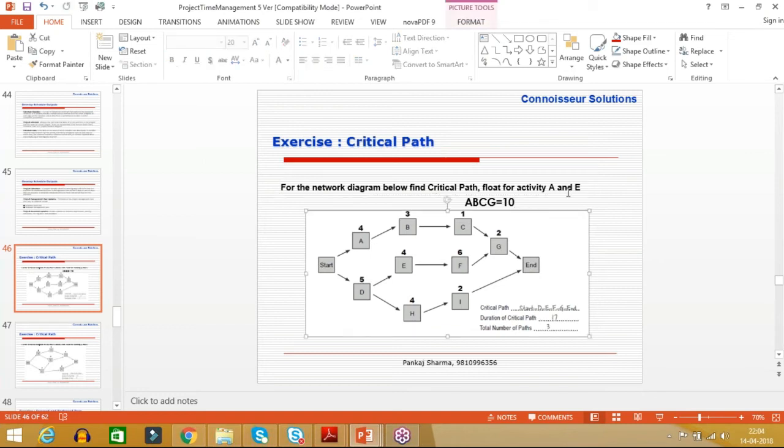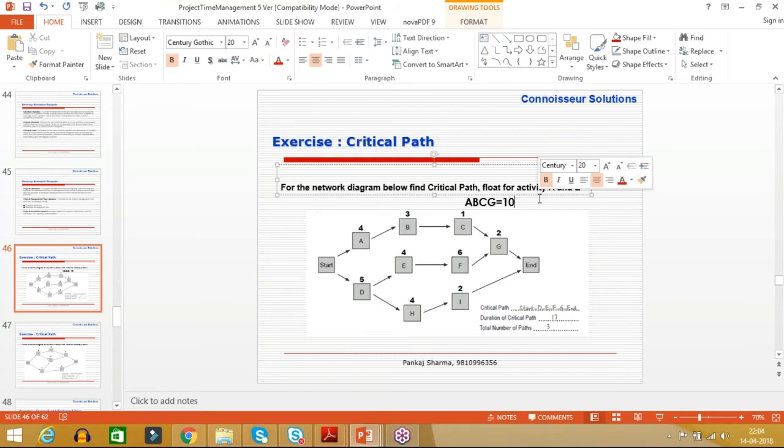Now there are other paths also. The second path is D, E, F, G. What is the length of path D, E, F, G? 9 plus 6 is 15, plus 2 is 17. Another path is D, H, I. What is the length of D, H, I? 11. Now tell me one thing.